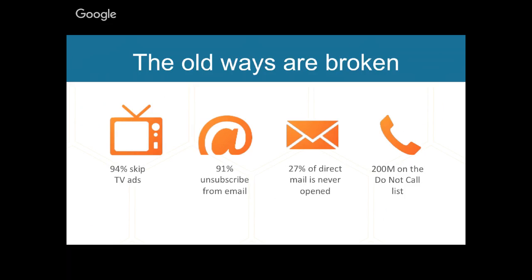As of the state of inbound marketing from HubSpot in 2015, 94% of people that watch TV skip TV ads. 91% unsubscribe from emails that they don't like. 27% of direct mail is never opened. And there are 200 million people on the do not call list. So if you were trying to use any of those traditional marketing tactics, they're still useful, but the usability and the utility is truly eroding as people get more savvy with how they consume marketing.